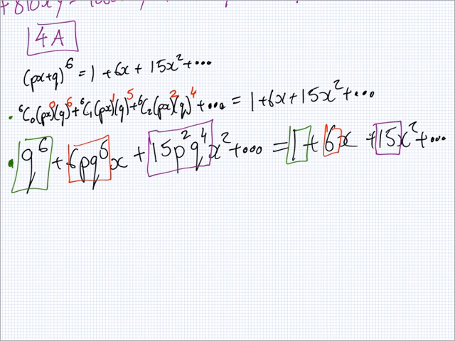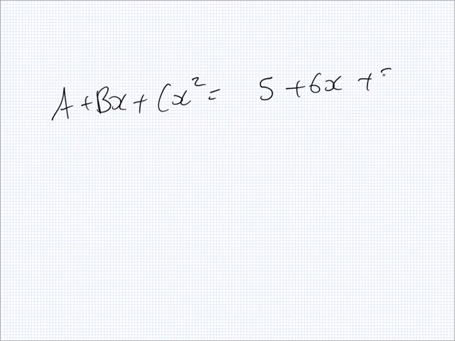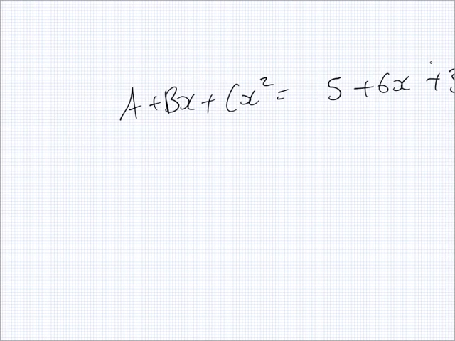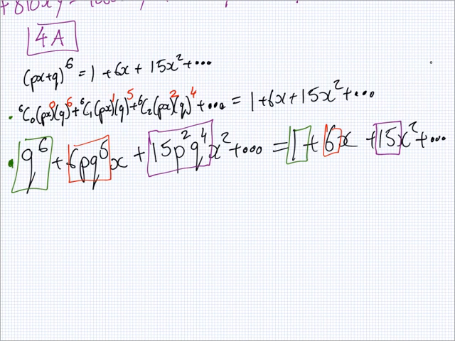Hang on, you're all getting confused. Let me help you. Suppose I say a + bx + cx squared equals 5 + 6x + 3x squared. What would you say the a is? 5. Yeah, so what do I do now? The 1, q. Yeah, go on.